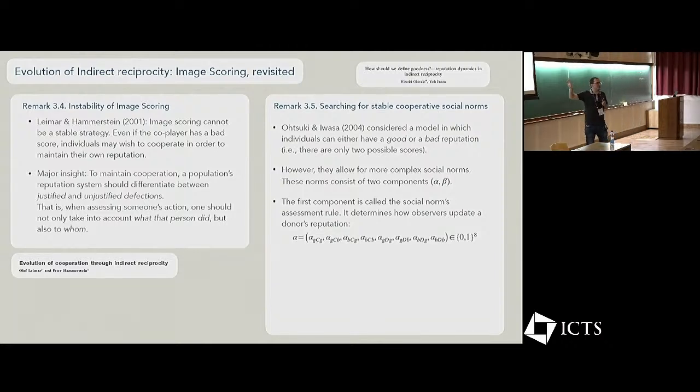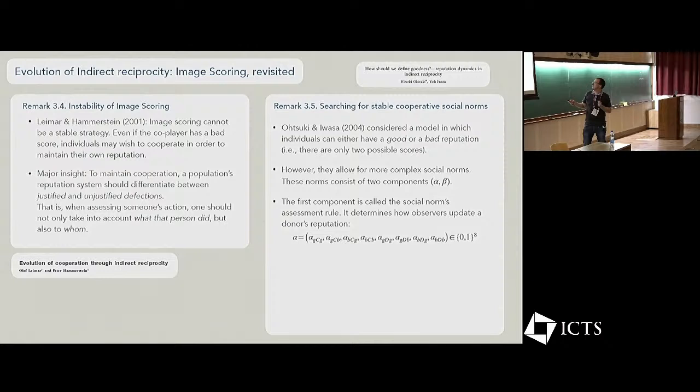These norms actually consist of 2 components. The first component is called the assessment rule. What an assessment rule does is help me make moral evaluations about you. For example, if I see a good person defecting against another good person, this assessment rule would tell me what to think about it. Would I now think this person was bad, or good? So for example, here this alpha GCG is my opinion about a good person who cooperates with another good person: what is the probability that I would assign a good reputation to this person? And alpha GDB means with which probability I would assign a good reputation to someone who was initially good and defected against the bad person.